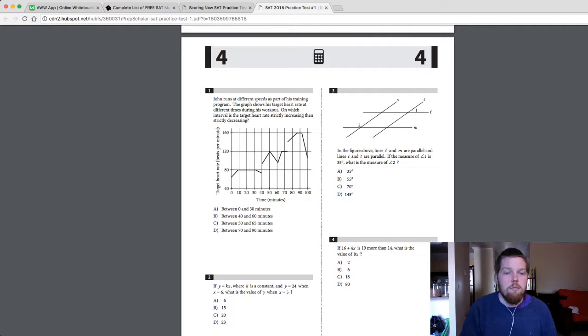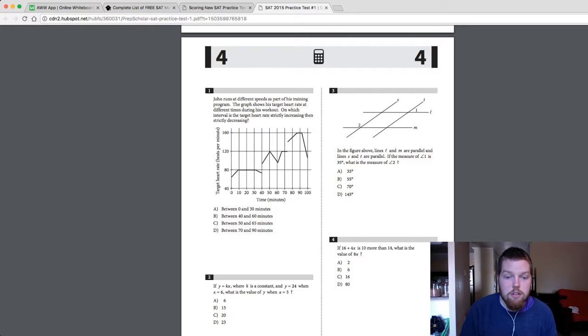Alright, question 1. John runs at different speeds as part of his training program. The graph shows his target heart rate at different times during his workout. On which interval is the heart rate strictly increasing, then strictly decreasing? So strictly there tells us that it needs to be going up and to the right, and then it needs to be going down and to the right. So let's review the graph here. We're going up and to the right and then flat, so that's strictly increasing, but then it's neither increasing nor decreasing, so that doesn't fit our description.